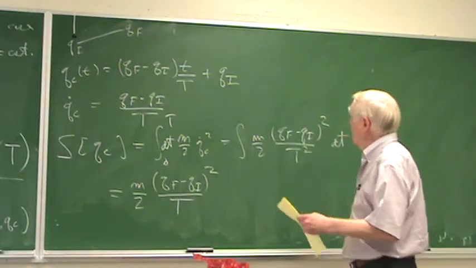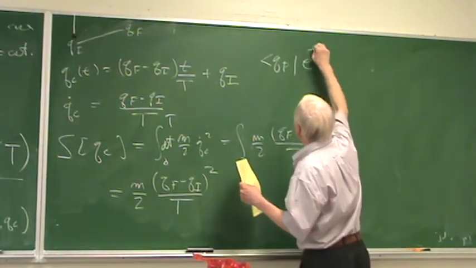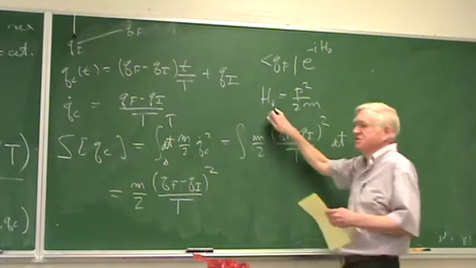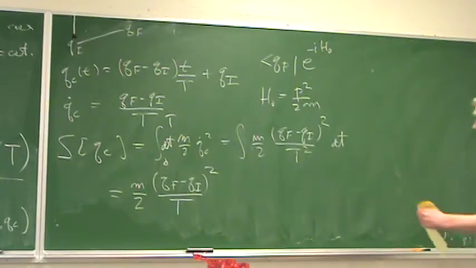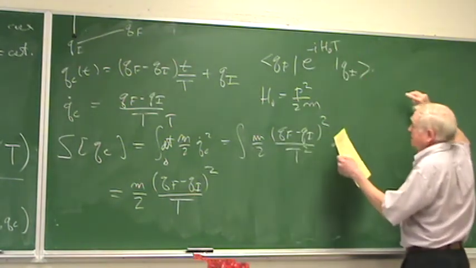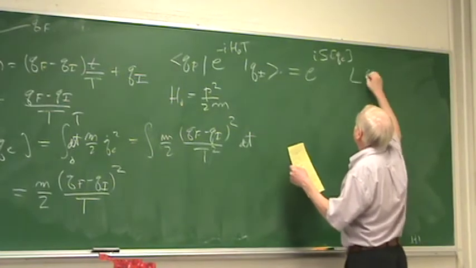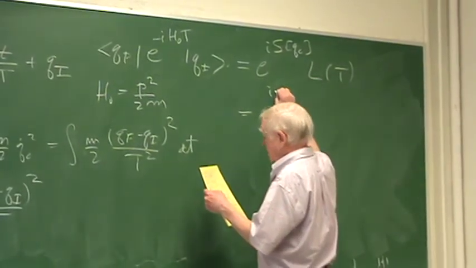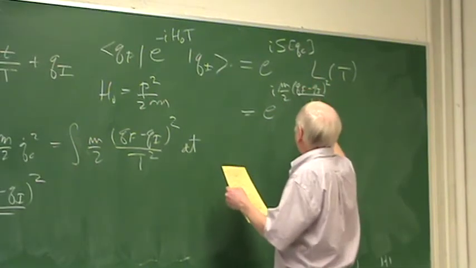And so what we can say as an exact result is <qf| e^(-i H0 T) |qi>. This is not very profound, but anyway, it is exact. Here I'm saying H0 is P squared over 2M. One also often puts a zero if the system is soluble, you say this is our H0, and then the rest is something more complicated. This is then exactly e^(iS of q classical) times some L of T. And so here it's e^(i M over 2 (qf minus qi) squared over T) times some L of T, some loop integral.